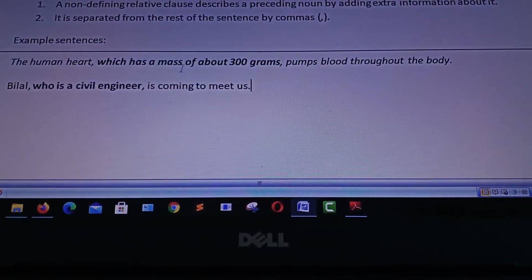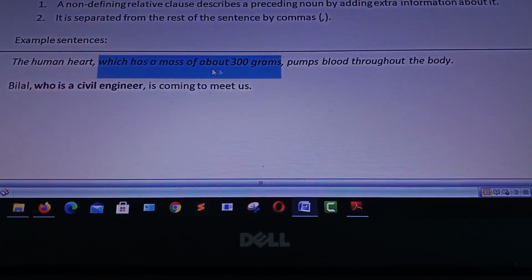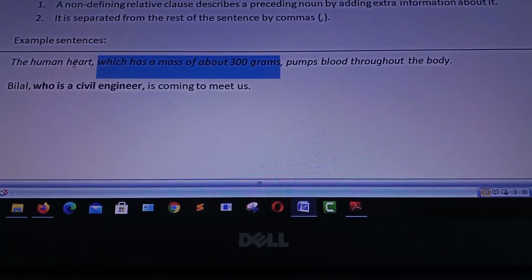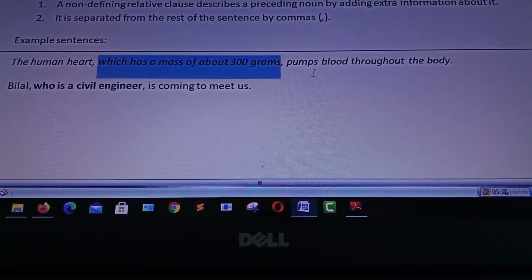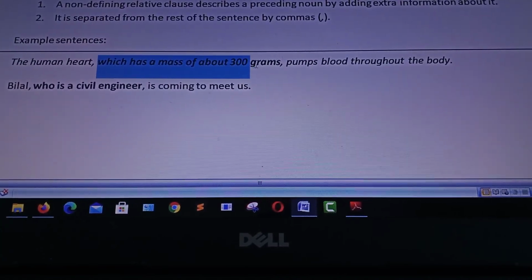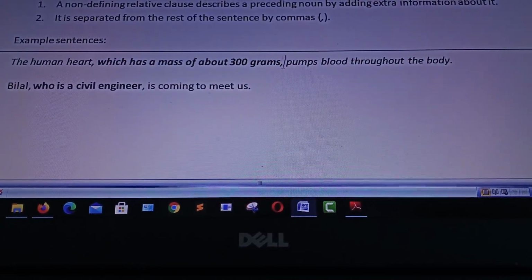Here it says which has a mass of about 300 grams. Even if we remove this relative clause, we are still able to get the core meaning of the sentence: the human heart pumps blood throughout the body. Even if we remove this clause, we still get the core meaning. It means this one is non-essential. And whenever we have non-essential information, we need to use commas. We need to set it off with commas.